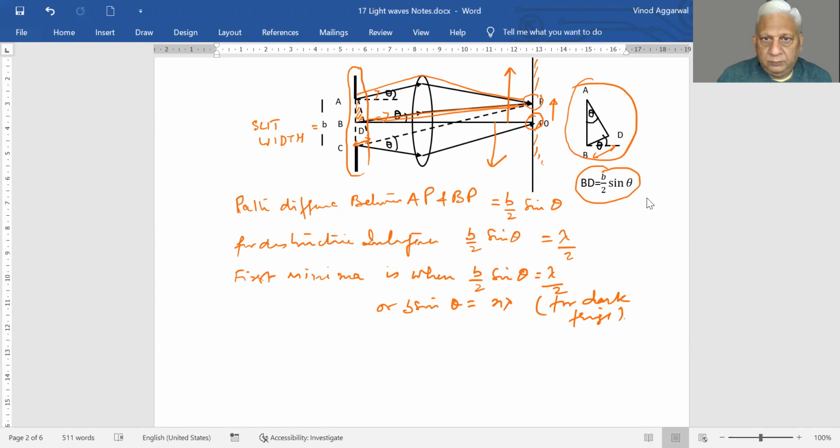At P0, all the rays are in phase. So at P0, all parallel rays are in phase, which implies it will give you maximum or bright area.